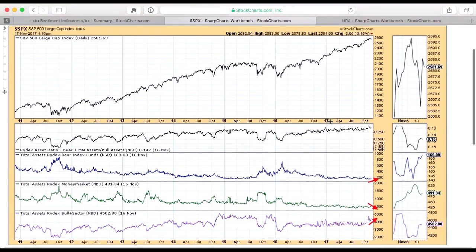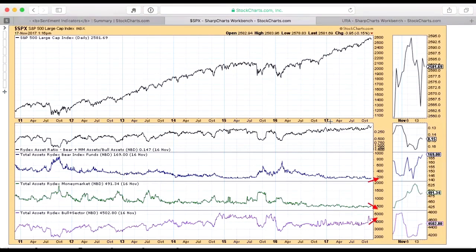And so again, we want to see this. We want to see people get really bearish. When people are very bearish, that's when you get those reversals to the upside. And that's all I really wanted to show as far as sentiment.